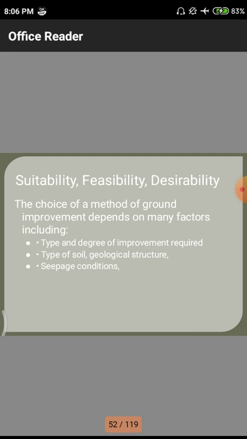First one, the choice of the method of ground improvement depends upon many factors. Many factors means those that are on the particular site itself; all those factors will be evaluated from the site itself. Those factors will be, first of all, the type of the degree of improvement required.